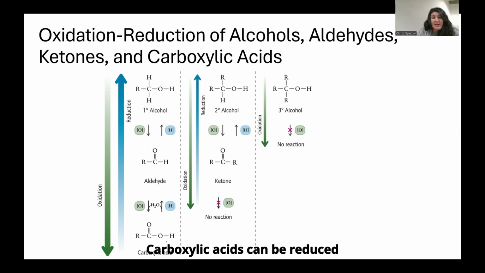Carboxylic acids can be reduced to aldehydes and then further reduced to a primary alcohol. A primary alcohol is an alcohol where the carbon that's bonded to the alcohol is bonded to one R group. Secondary alcohol, the carbon bonded to the alcohol group is bonded to two carbons.